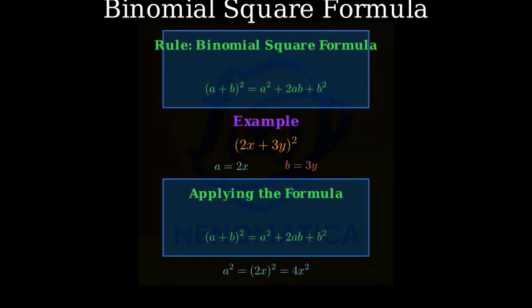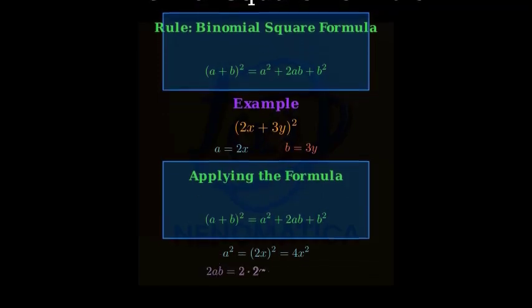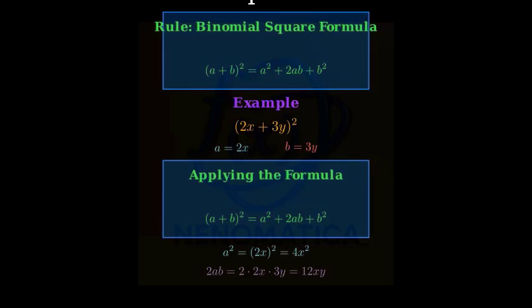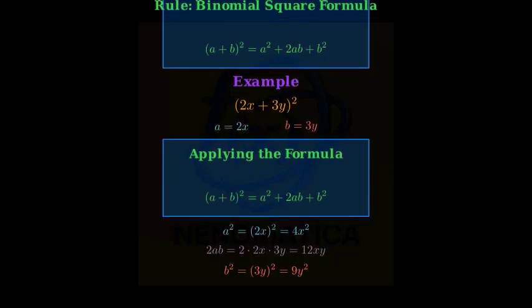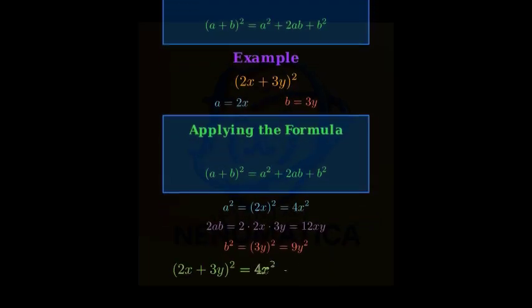First, we find a squared, which is 2x squared, which equals 4x squared. Next, we calculate 2ab, which is 2 times 2x times 3y, which equals 12xy. Finally, we find b squared, which is 3y squared, which equals 9y squared. Putting it all together, we get 4x squared plus 12xy plus 9y squared.